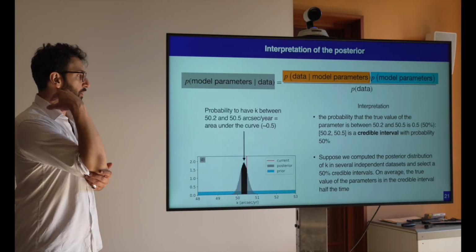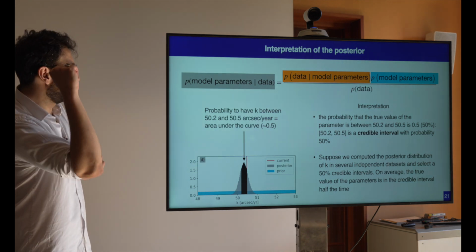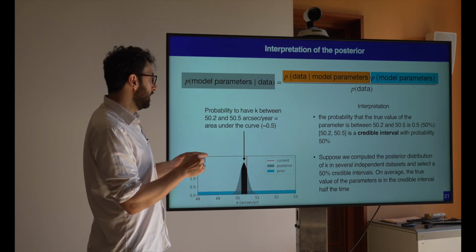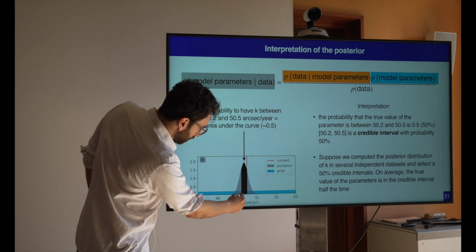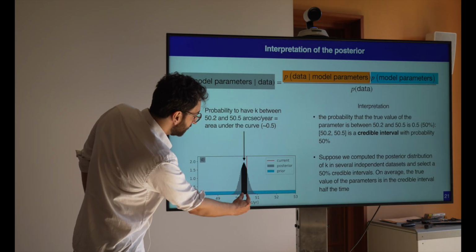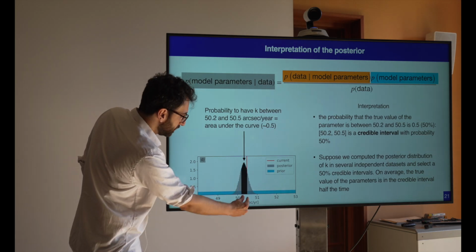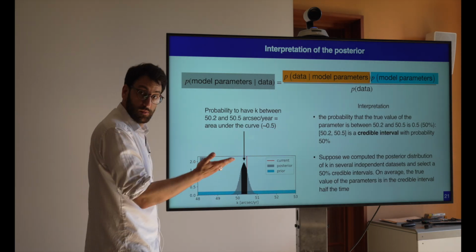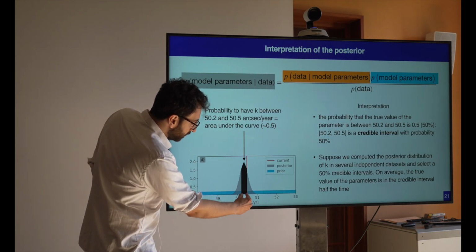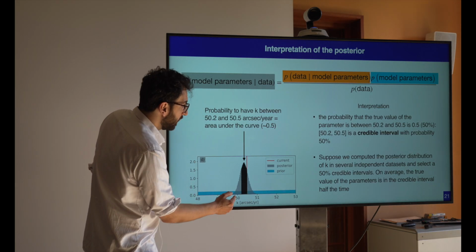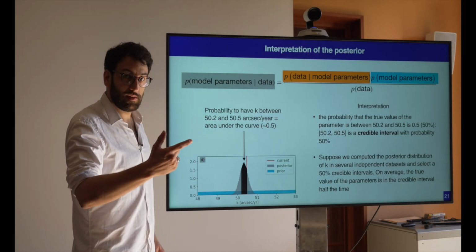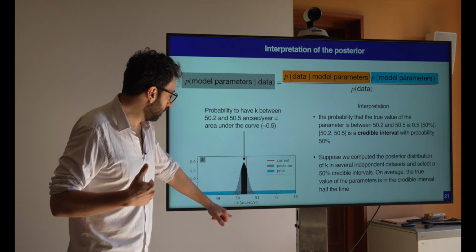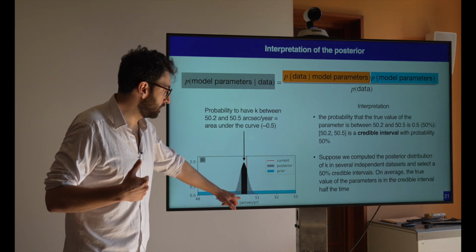So what is the interpretation in terms of this posterior distribution? Here, the probability to have k between 50.2 and 50.5 is the area under the probability distribution. The total area of this probability distribution is 1, as we've just seen. And the fraction of the area between those two bounds, this is what we call the credible interval, the probability of the precession frequency being in these bounds.